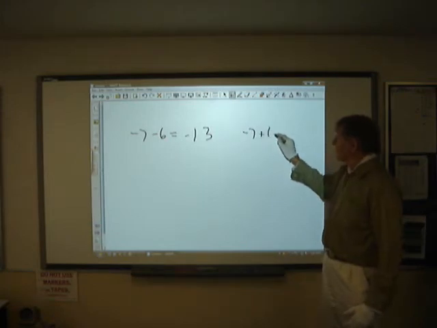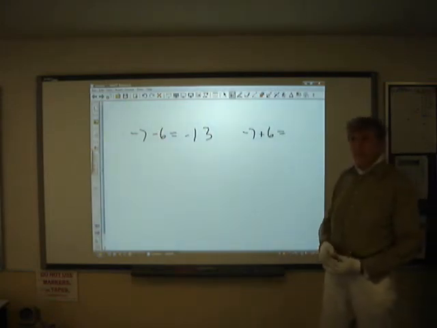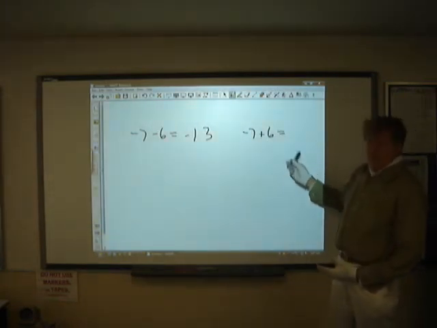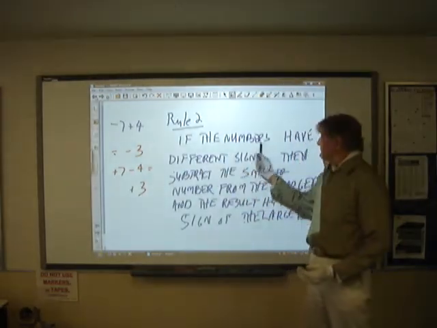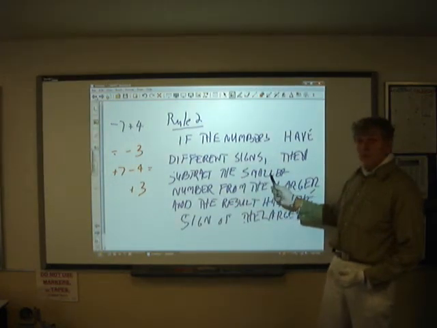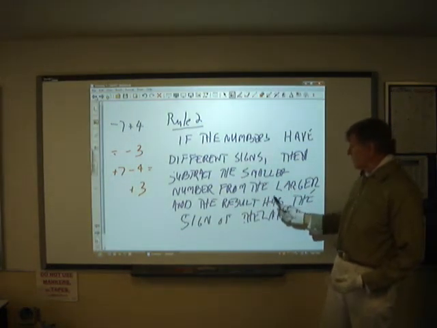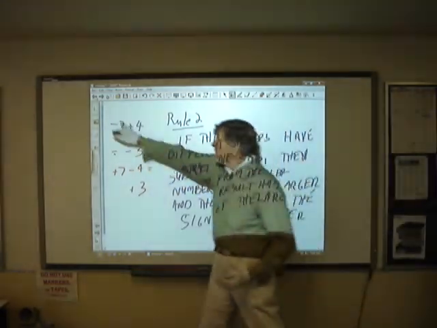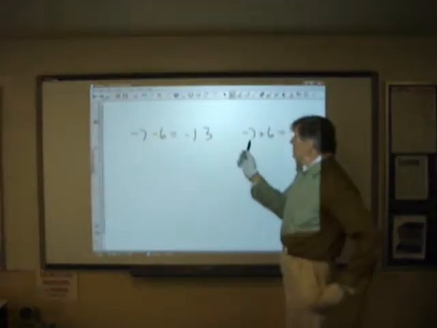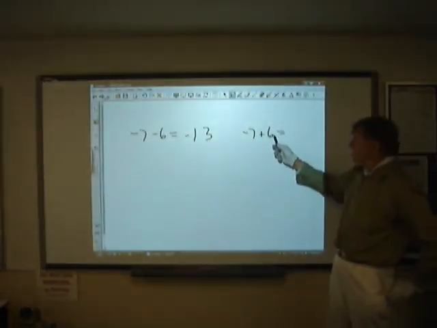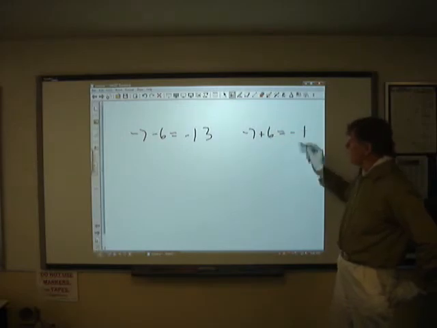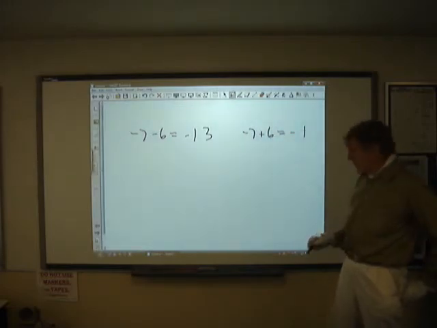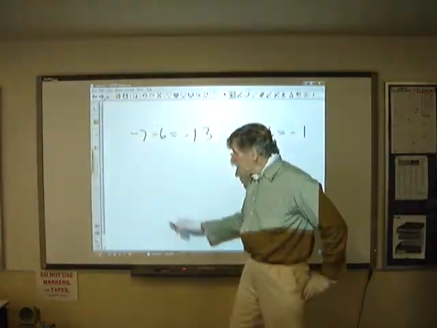So let's try a different problem. Minus 7 plus 6. Does Rule 1 or Rule 2 apply? The numbers have different signs, so Rule 2 applies. Rule 2. If the numbers have different signs, then subtract the smaller number from the larger, and the result has the sign of the larger. We subtract a 6 from a 7, producing a 1, and the answer has the sign of the larger. So Rule 2 applies.